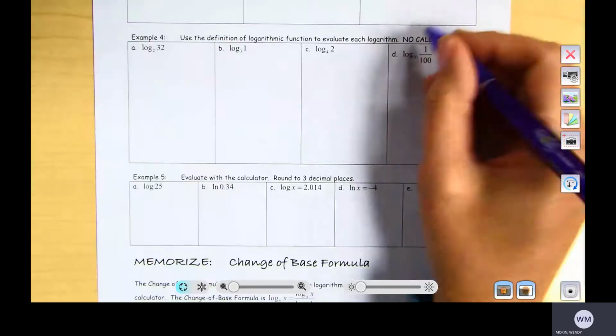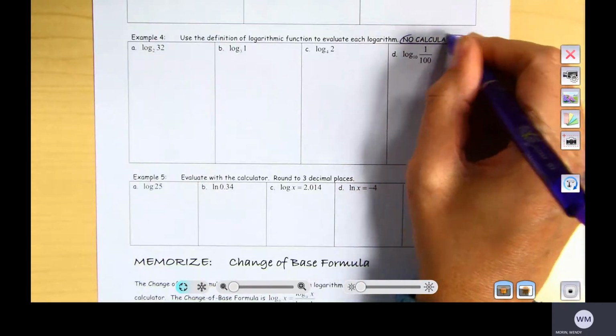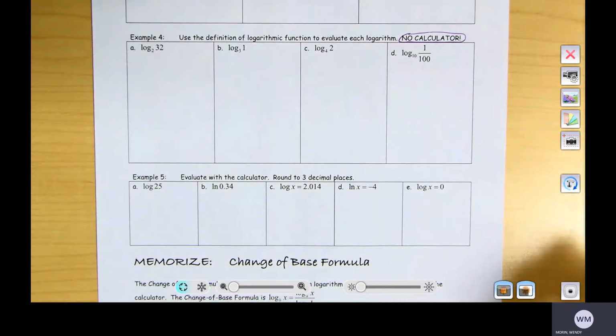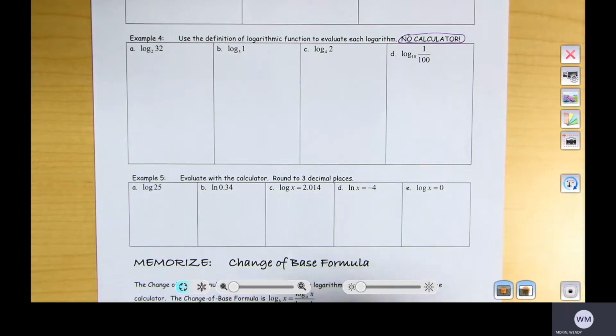Now notice it says no calculator. So with no calculator means show your work, not I did it in my head. No work, no credit. Now, yes, some of these you can do in your head, but I'm not a mind reader, so I need you to write down what it is you're thinking.